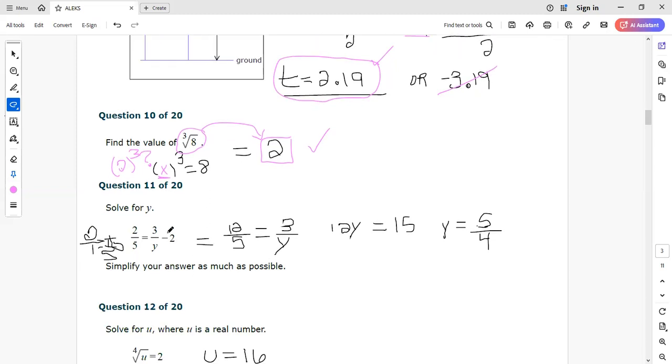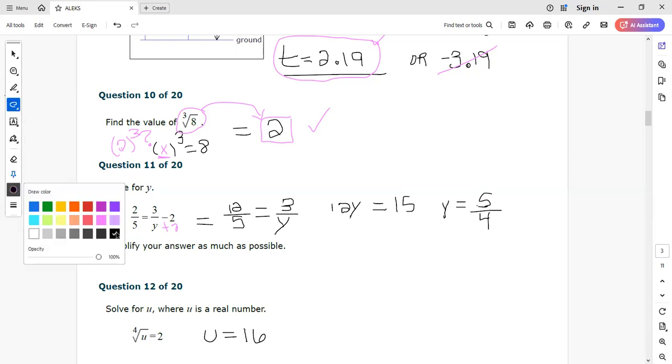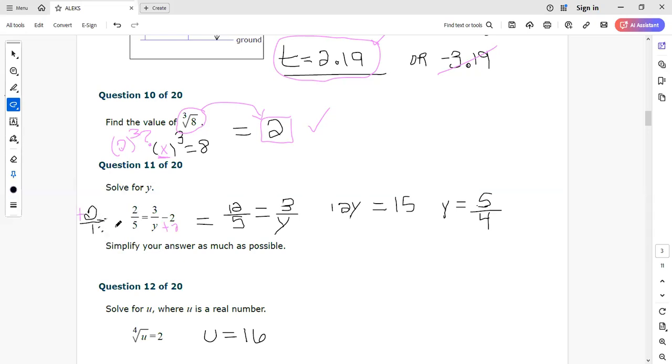For number 11, we have 2 over 5 equals 3y minus 2. Now, we will eventually be solving this proportion, but we want to add this 2 to both sides of the equation first. We can't add two numbers together, especially when they're in fraction form, unless they have the same denominator. So we had to rewrite that 2 over 1 so that it had a common denominator with that 2/5. It was just a whole number, but we made it a fraction by putting it over 1.